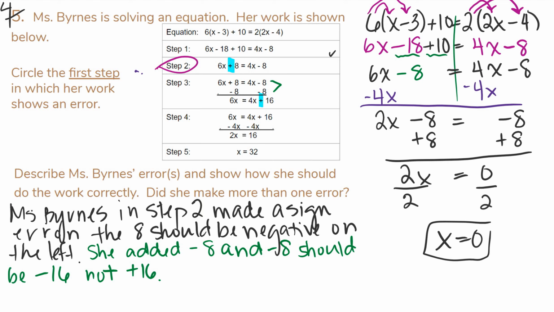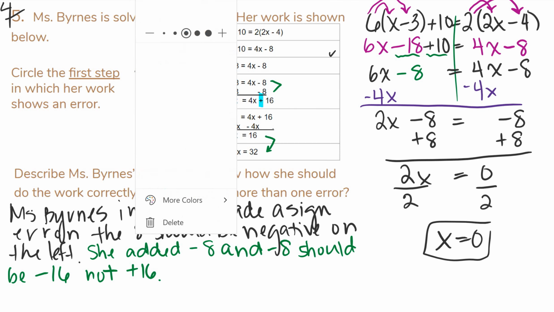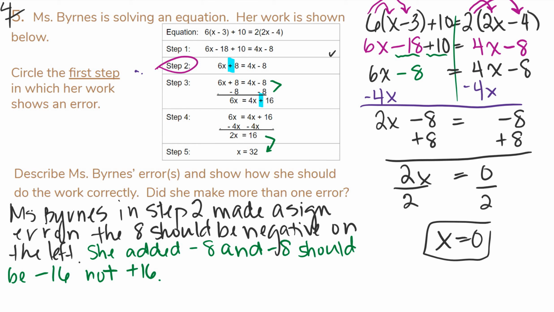If I go to the next step, she subtracted 4x, so then that's 2x divided by 2. Look at this last step here. If she's dividing by 2, would the number get bigger? I don't think so, so I think I need to say something about that.